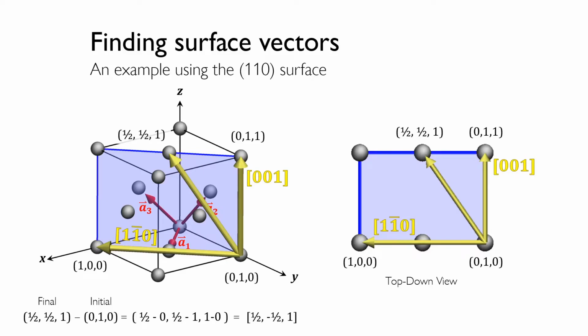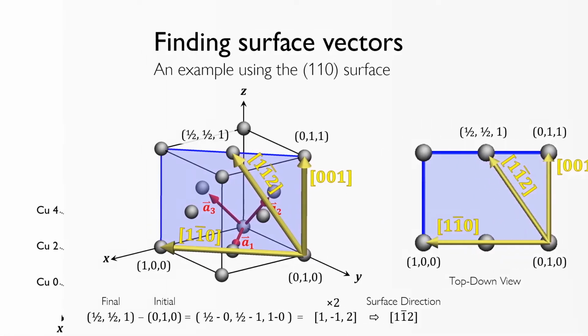This is cumbersome to say, let alone to write, so the next step we want to take is to simplify this vector by multiplying it by some scaling factor to ensure its components aren't fractional values. Multiplying this vector by 2 does just that, giving us a surface direction of 1 bar 1 2. I'll leave it to you as an exercise to hunt for the different directions on these low-index surfaces. As a start, you should try to identify the 1 bar 1 0 direction on the 001 and 111 surfaces.